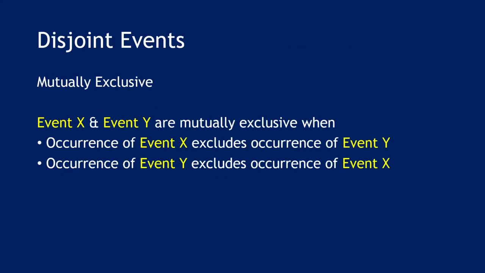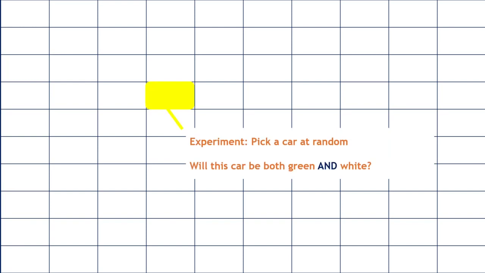Mutually exclusive events are basically events that prevent each other from happening. So when event X happens, event Y should not be happening, and vice versa. So let's look at an example.